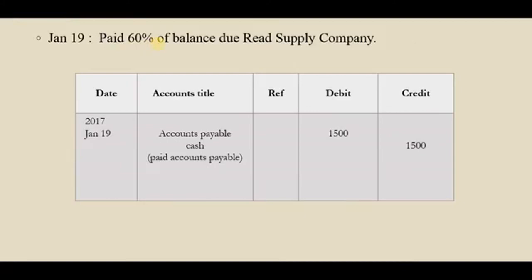Now it says paid 60% of balance due to the supply company. In transaction 14, we saw that there was a due of 2,500 taka. So here the company paid 60% of that money, and the amount is 1,500 taka. That's why the accounts payable is 1,500 taka, and as the cash decreases, the cash will be in the credit section, and it will be 1,500 taka in the credit part.